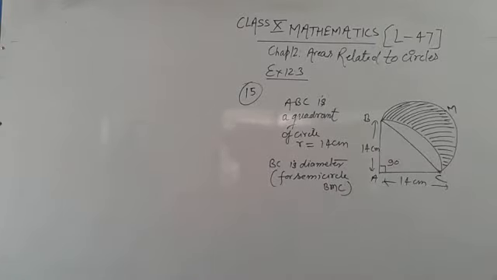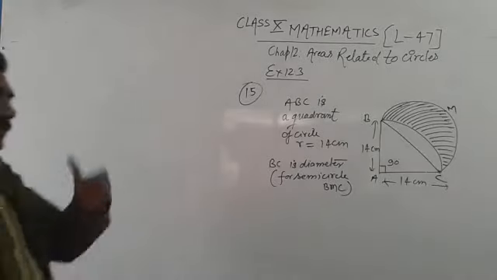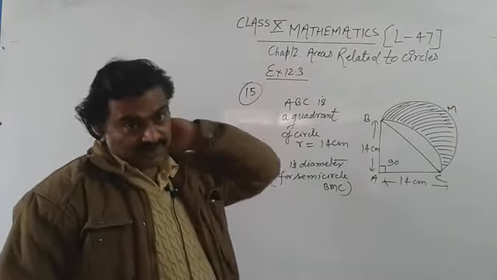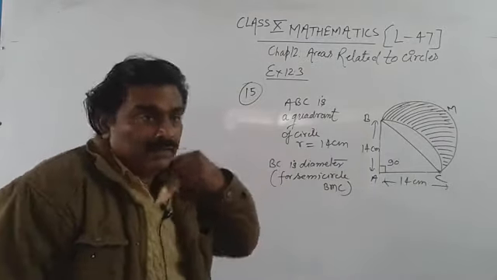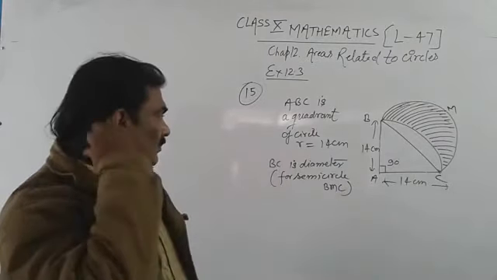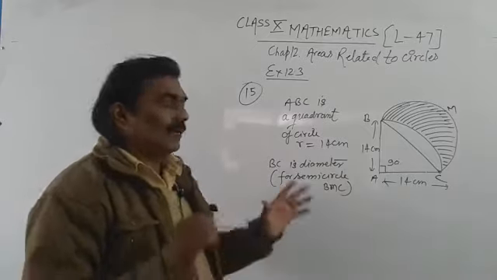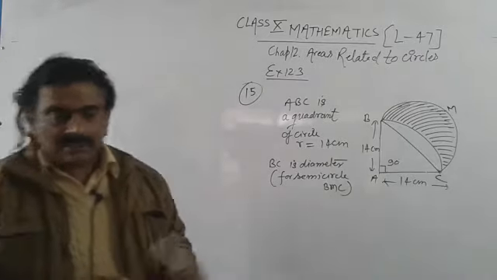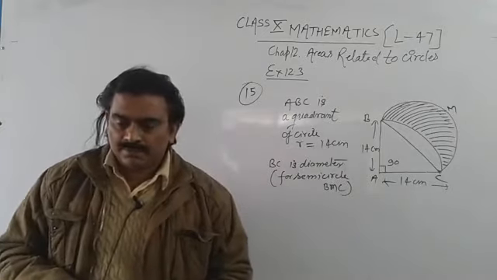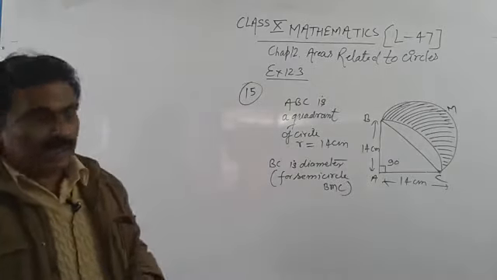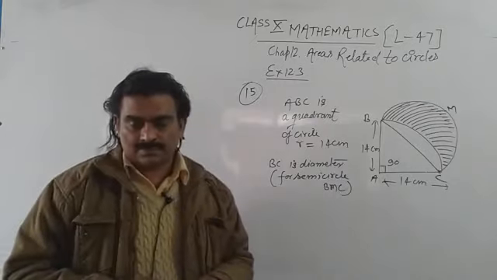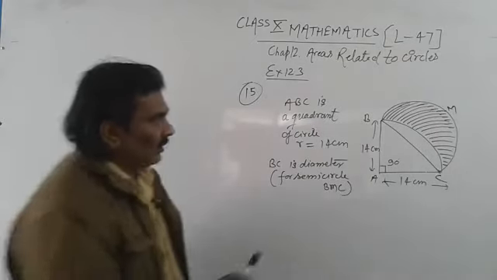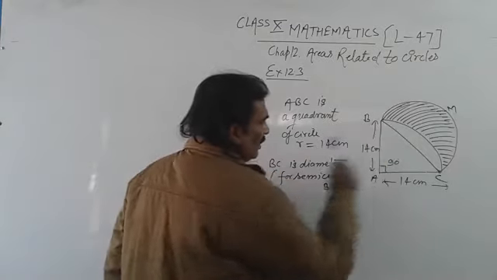So students, now we have another important question. This question is also based on quadrants and semicircles studied. In this diagram, first of all, you will read the question. ABC is a quadrant of a circle of radius 14 centimeter. Okay students, and a semicircle whose diameter is BC.